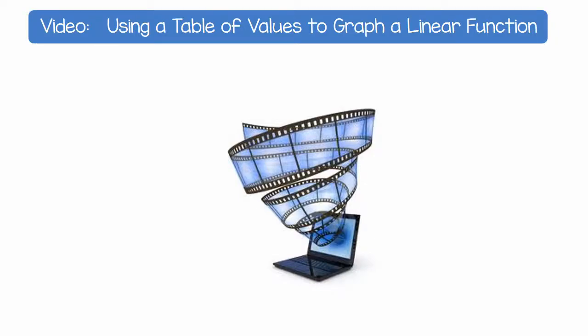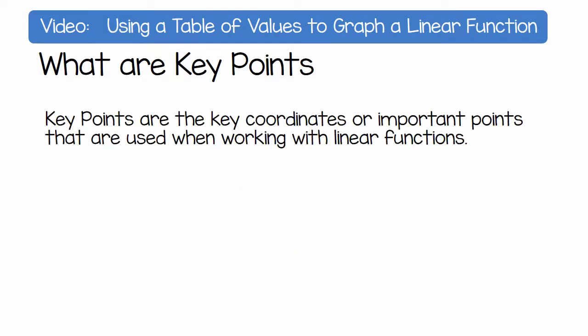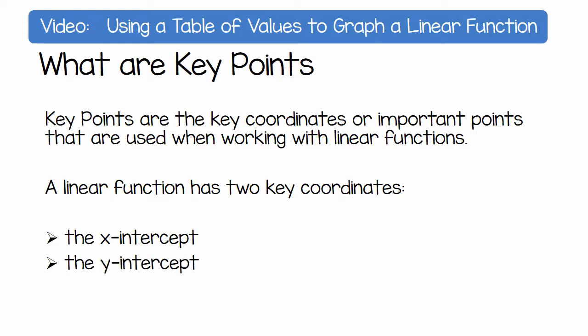Using a table of values to graph a linear function. What are key points? Key points are the points or key coordinates or important points that are used when working with linear functions. A linear function has two key coordinates, the x-intercept and the y-intercept.